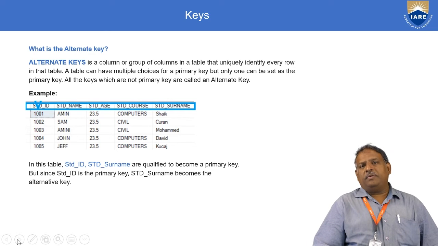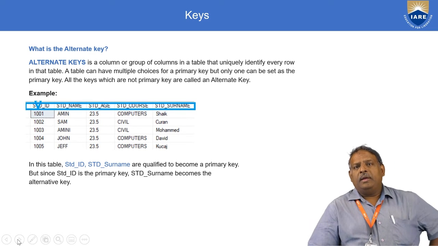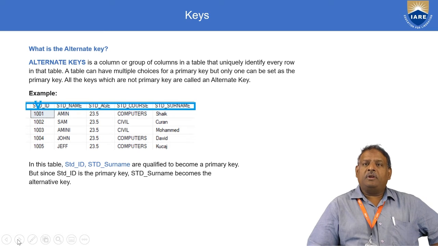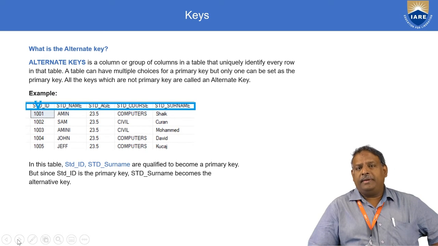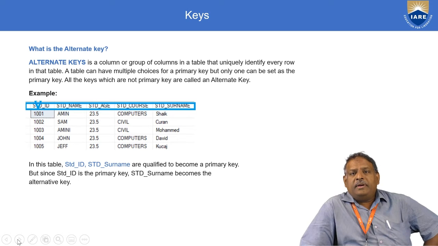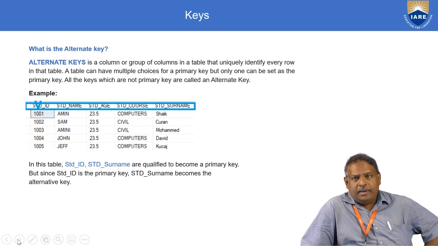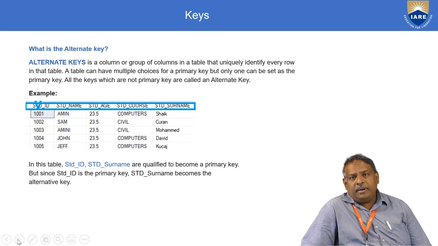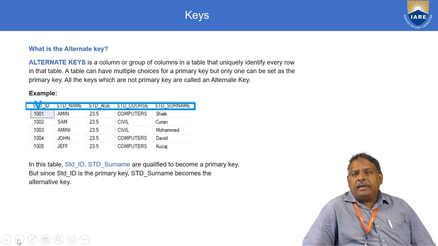In the previous example, we have seen that std_id is a primary key. You see here, all the keys which are not primary key can be called as alternate keys. In this case, std_id, name, surname are qualified to become a primary key. Yes, because the surname by general would be unique. Std_id is unique. Name cannot be unique. But since std_id is a primary key in the previous example, surname can become an alternate key.